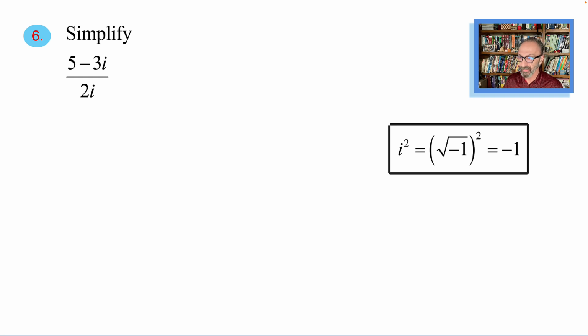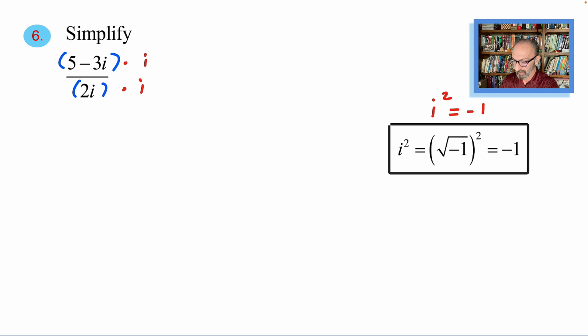Number 6. To simplify this, we're going to use the fact that I to the second equals square root of negative 1 to the second, which is negative 1. So we have I to the second equals negative 1. To rationalize the denominator and get rid of the I from the denominator, we multiply both sides, top and bottom, by I. To be clear, we have to put this inside parentheses to show that it's multiplied by both 5 and negative 3i. Let's do this down here too.